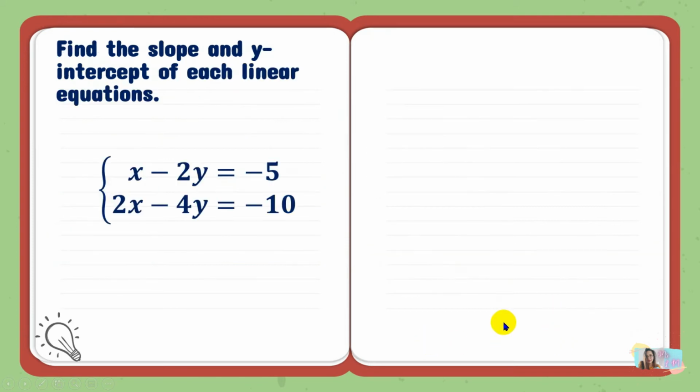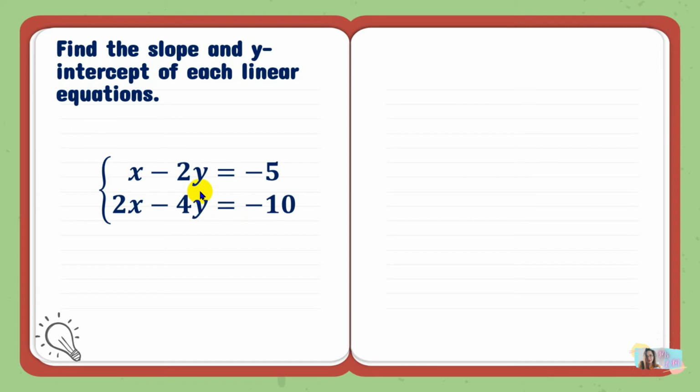Let's have our example number 3. We have here x minus 2y is equals to negative 5 and 2x minus 4y is equals to negative 10. And again, this is a system of linear equations in two variables. And to determine the kind, we have to find the slope and y-intercept of each linear equation.